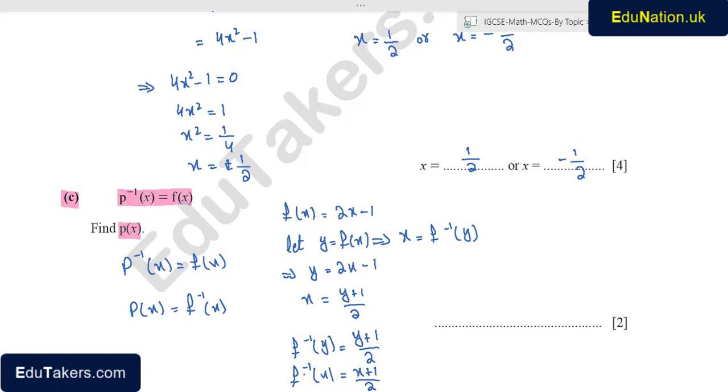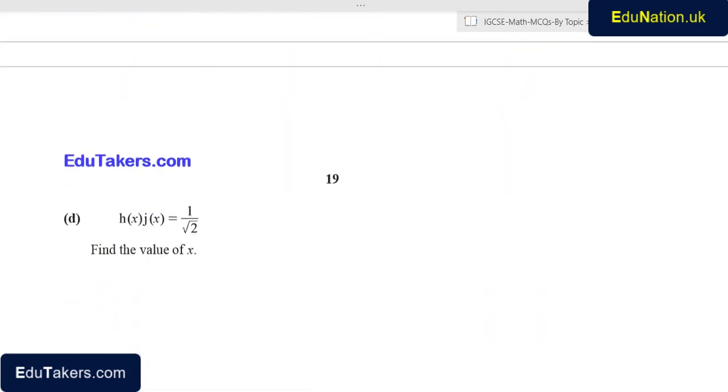And f inverse of x is p of x. So p of x is equal to (x plus 1) over 2.